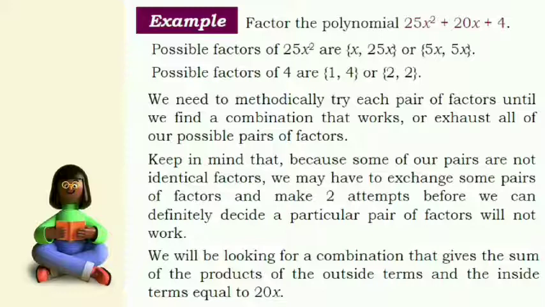We need to methodically try each pair of factors until we find a combination that works, or exhaust all of our possible pairs of factors. Keep in mind that because some of our pairs are not identical factors, we may have to exchange some pairs of factors and make two attempts before we can definitively decide a particular pair of factors will not work. We will be looking for a combination that gives the sum of the product of the outside terms and the inside terms equal to 20x.